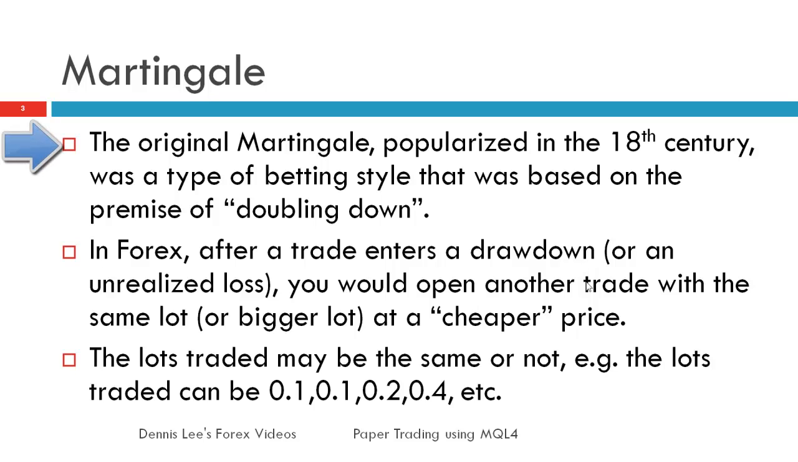Original martingale, which was popularized in the 18th century, was a type of betting style that was based on the premise of doubling down. In Forex, this means that after a trade enters a drawdown or an unrealized loss, you would open another trade with the same lot or bigger lot at a cheaper price. So, for example, the lots traded may be the same or not. It can be 0.1, 0.1, 0.2, 0.4 lots, etc.